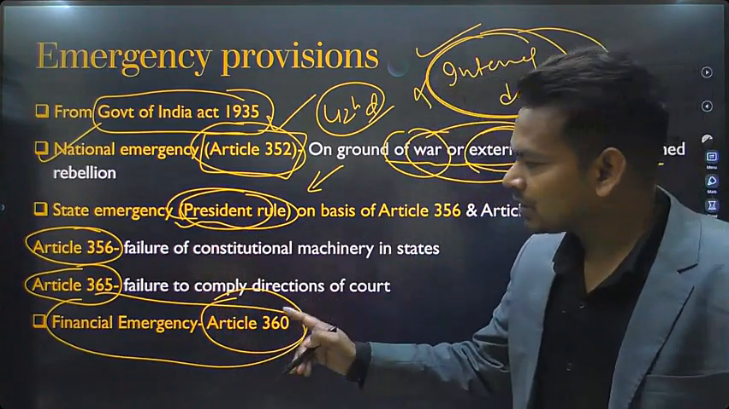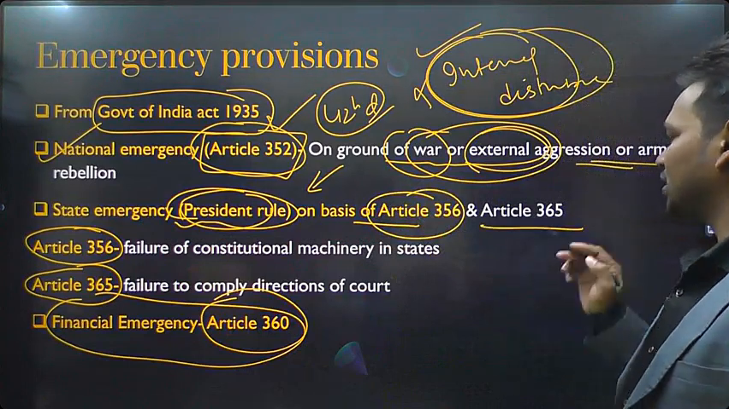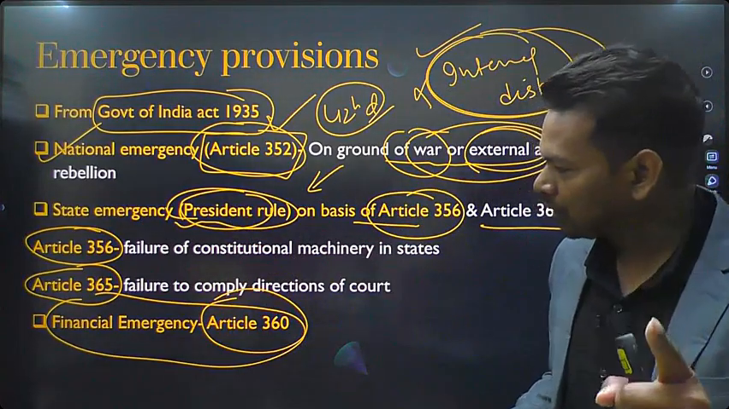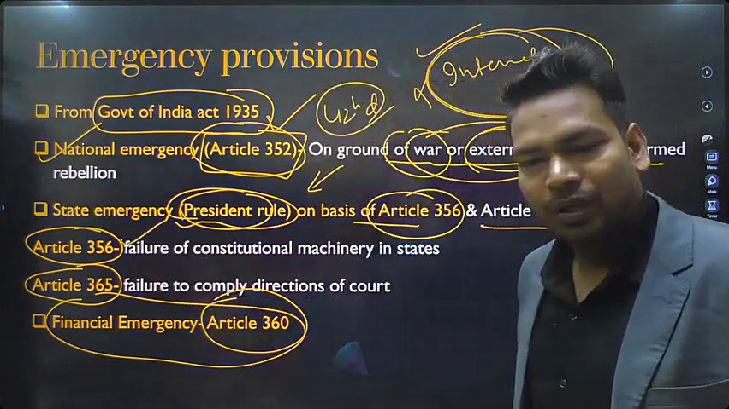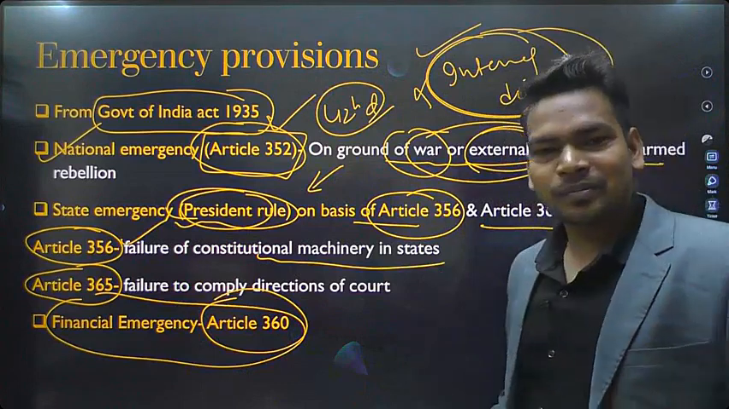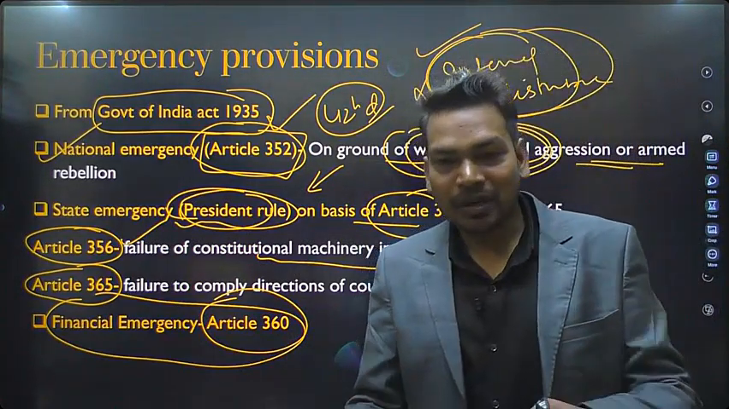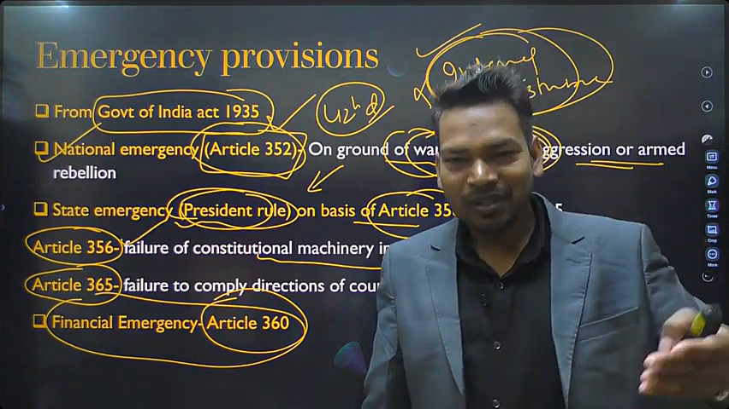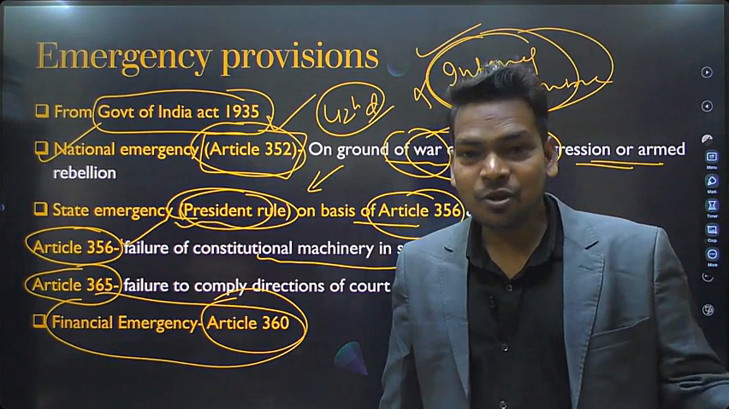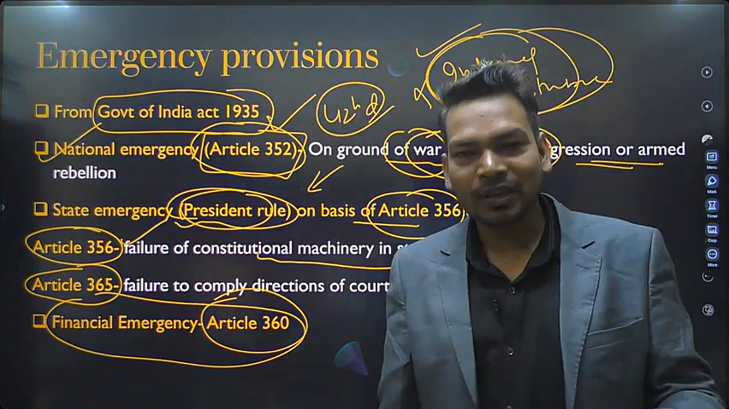So state emergency means President's Rule on the basis of Article 356 and Article 365. If both articles are mentioned, that is correct, but mostly in answers, 356 is mentioned. So what is Article 356? Failure of constitutional machinery in the state. Like in Maharashtra, earlier the BJP-Shiv Sena government was there, but now different parties are involved. In Bihar, the Nitish and BJP government was there, but right now it is the RJD and Nitish government.